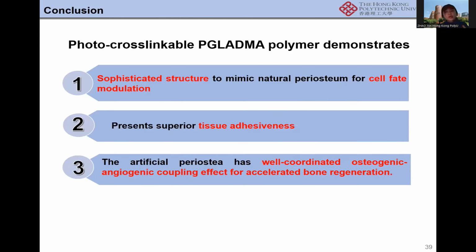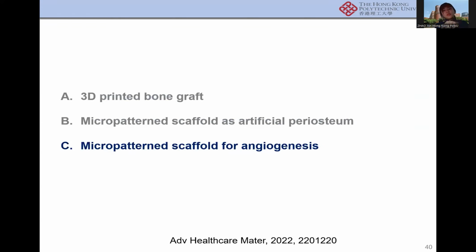To conclude, we have proved that our polymer can be fabricated into sophisticated structures, so we can regulate the cell fate, and also modify other physical properties like tissue adhesiveness. And by varying the cell fate, we can have well-coordinated angiogenesis and osteogenesis. We further use the same materials to give them some other patterns. This is mainly to accelerate the angiogenesis, and we know that angiogenesis is very important for tissue regeneration.